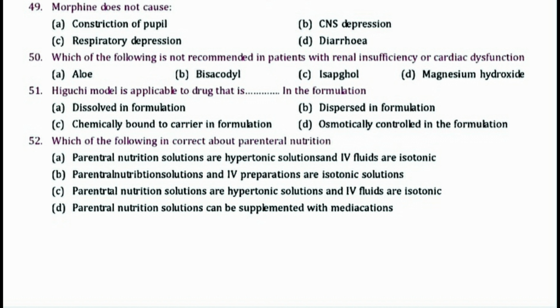Question 50. Which of the following is not recommended in patients with renal insufficiency or cardiac dysfunction? Option A, aloe; B, bisacodyl; C, isabgol; D, magnesium hydroxide. D, magnesium hydroxide is the correct answer.